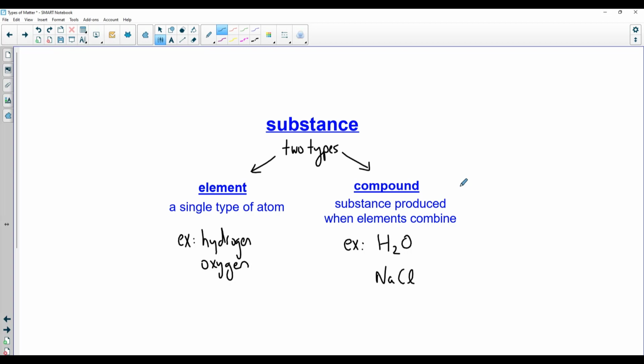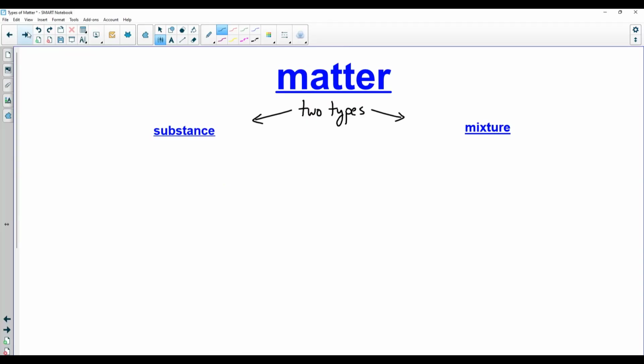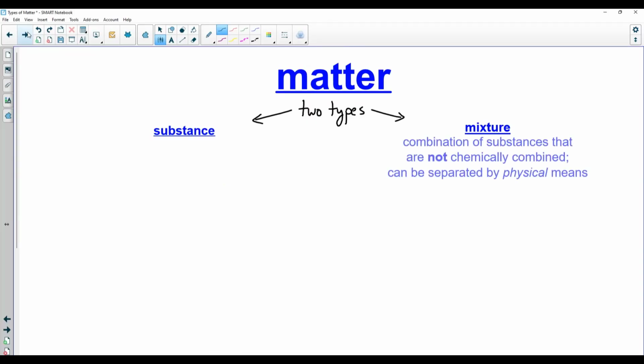Again, make sure you've got these ideas in your notes because I need to go on and get back to mixtures. So now we're coming back to the right side of my diagram, and mixtures are defined as a combination of substances that are not chemically combined. In other words, they can be separated by physical means. Get some of these examples of physical means into your notes.